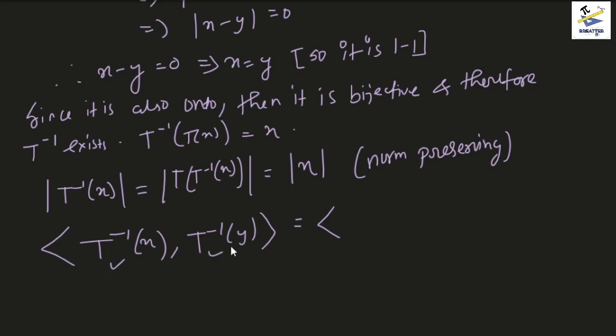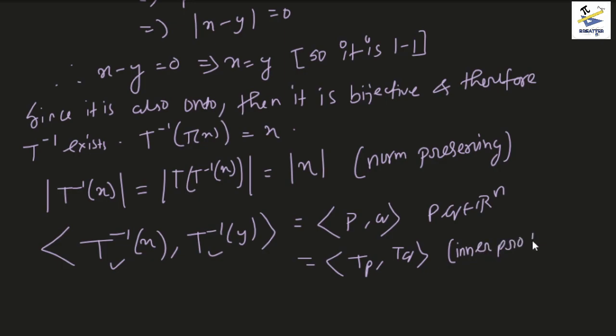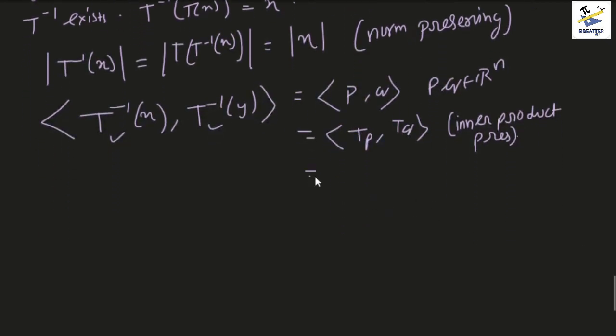so we can treat this as separate vectors p and q, let's say, and we can write that since p, q belong to R to the power n, this is equal to Tp comma Tq, because T is inner product preserving, right? And Tp comma Tq then again is equal to T of T inverse x and T of T inverse y, and this would be equal to x comma y.